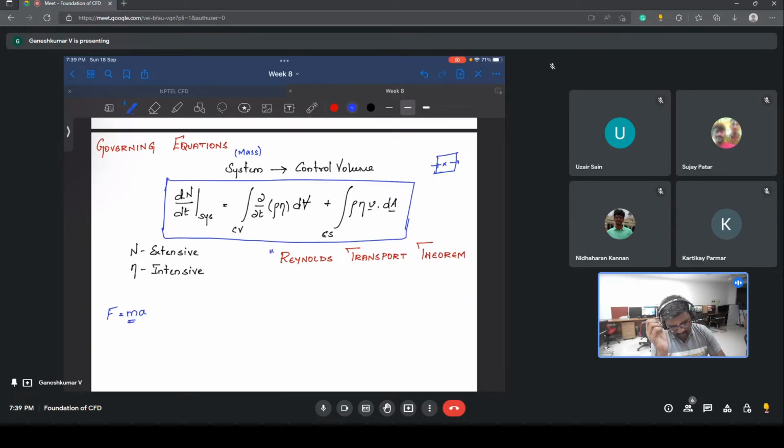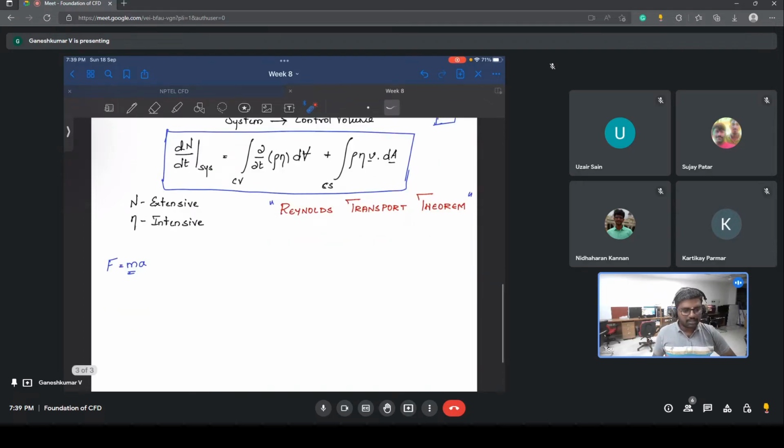For that, we use something called the Reynolds transport theorem. This converts the system into a control volume and a control surface. These derivations you can look back; I'm just quickly recapping it. Here N is the extensive property, eta is the intensive property. So if you put N equal to mass, then eta becomes mass by mass, because for an intensive property you need to divide by mass. So then it becomes 1, right?